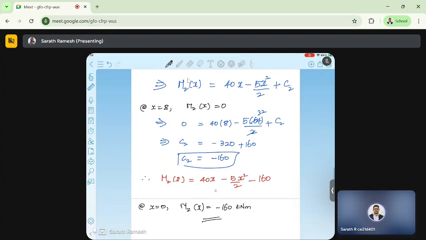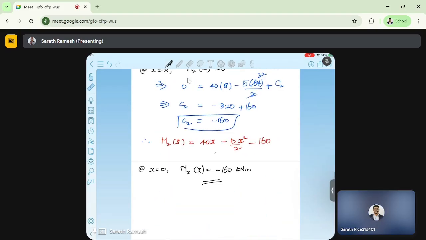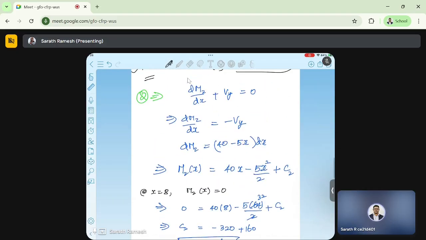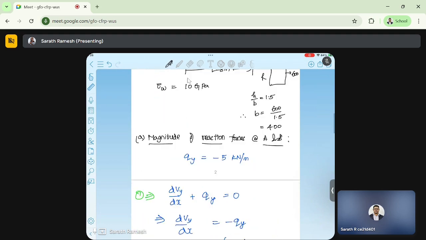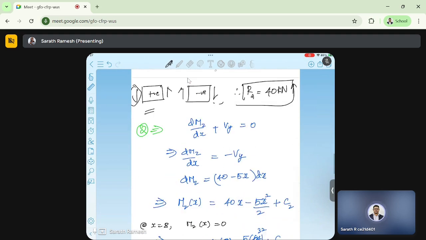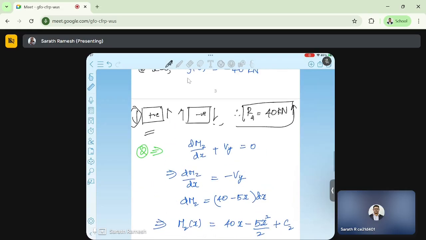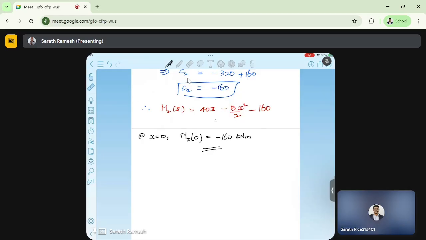Fine. So this is about the reaction and moment at support. Magnitude of reaction force is done. This is actually part B, magnitude of moment at support.